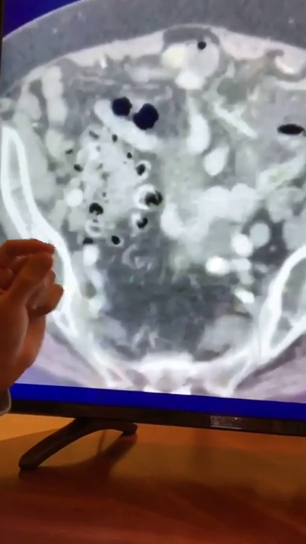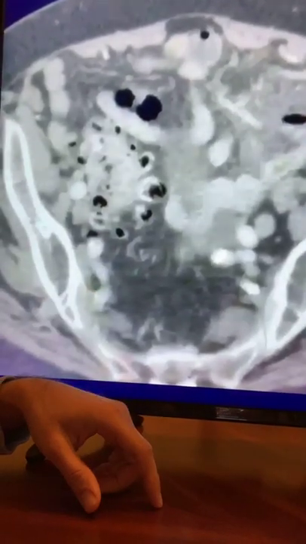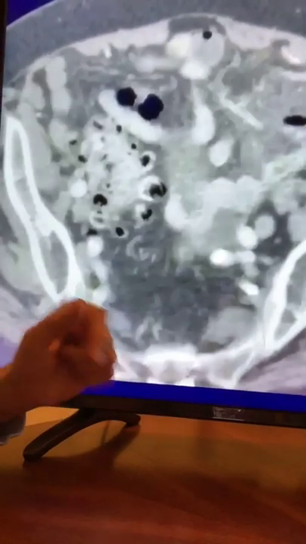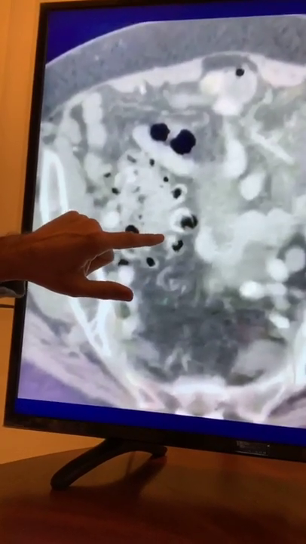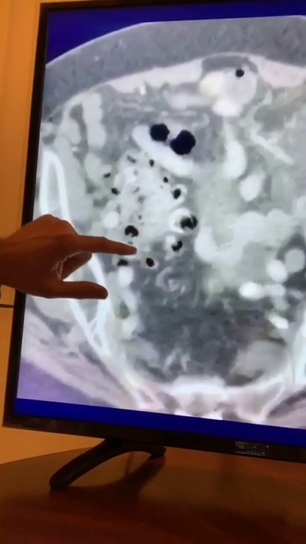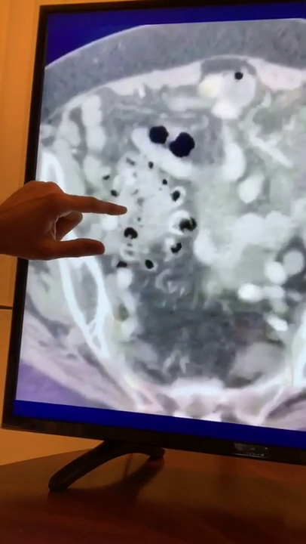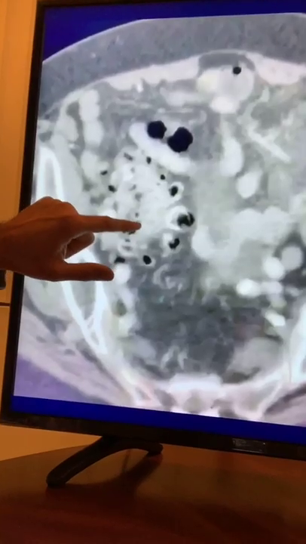This is diverticulosis. So I want to talk about the terminology. This is diverticulosis. They're basically little outpouchings. They're false diverticula that kind of protrude through the layers of the colon. Again, sigmoid colon, very, very common.